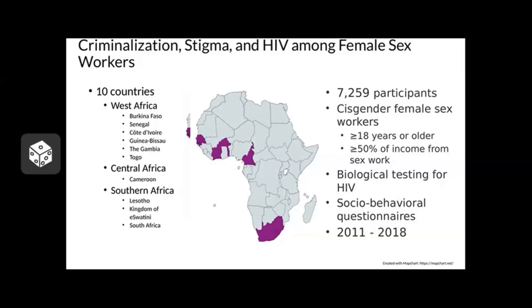7,200 sex workers. These are cisgender female sex workers. They report being assigned a female gender at birth. They still identify as women. They are greater than 18 years of age, and they make more than 50% of their income from sex work. So it's a pretty specific group of folks. Again, we use biological testing for HIV, we use a socio-behavioral questionnaire, and these data were collected between 2011 and 2018.